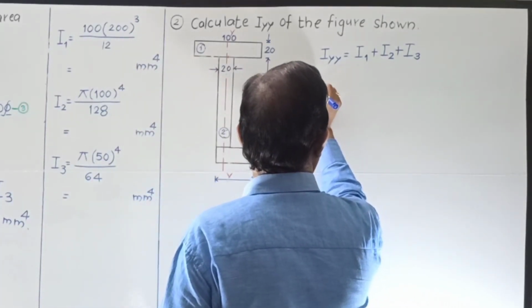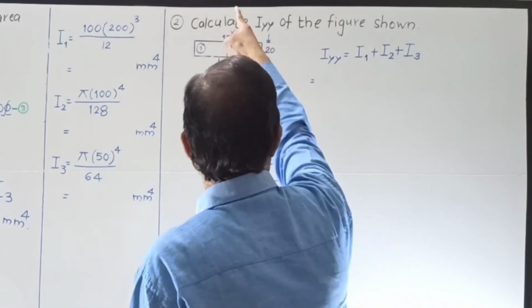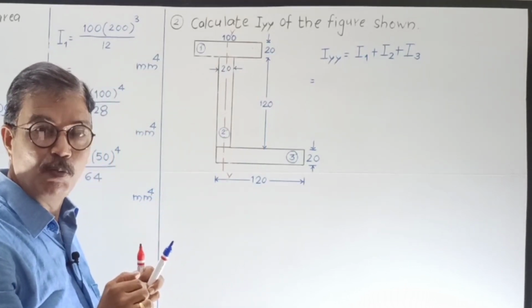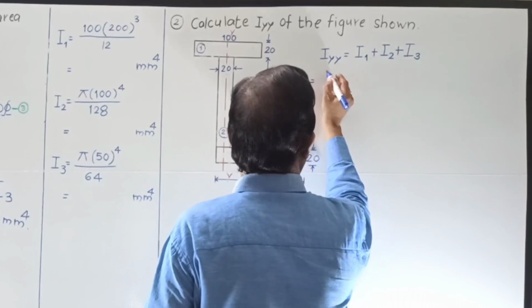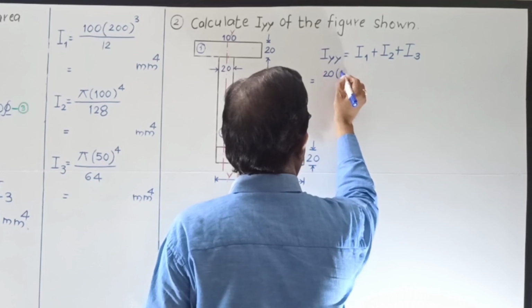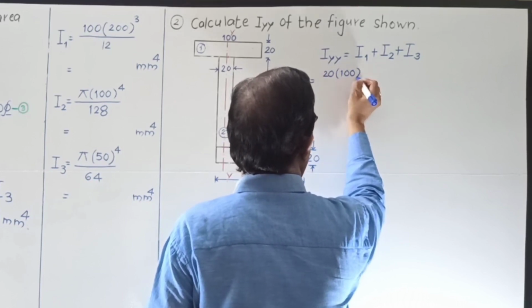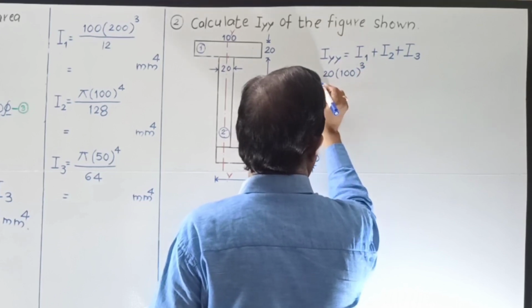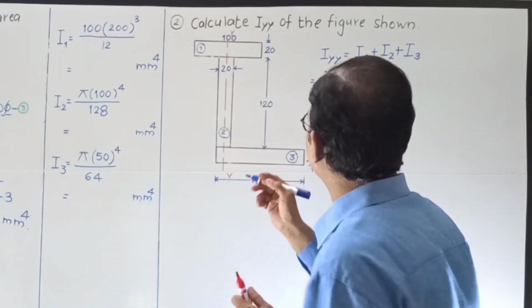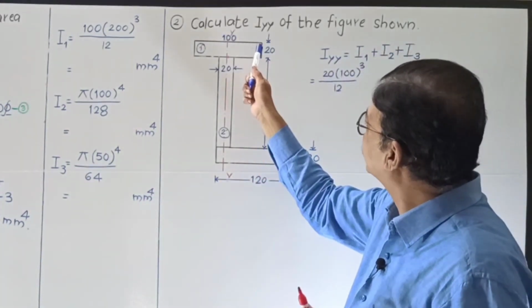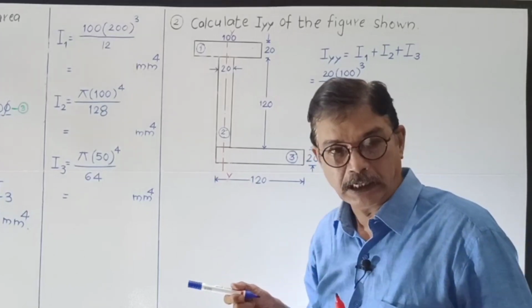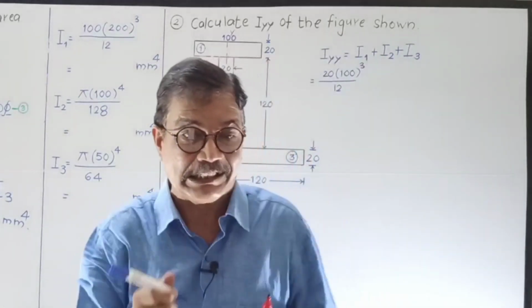So what is I1? See, mind well, this is the YY axis, so what is I_YY for a rectangle? DB cube by 12. So what is D? D is 20. What is B? It is 100 cube divided by 12. It is not necessary to use the parallel axis theorem in this case, because the YY axis of this particular rectangle part 1 and the YY axis of the complete figure are coinciding with each other.